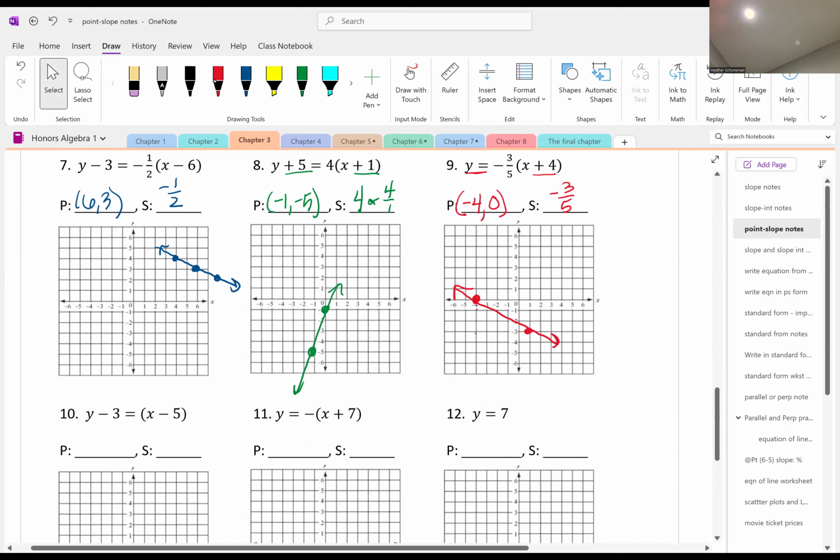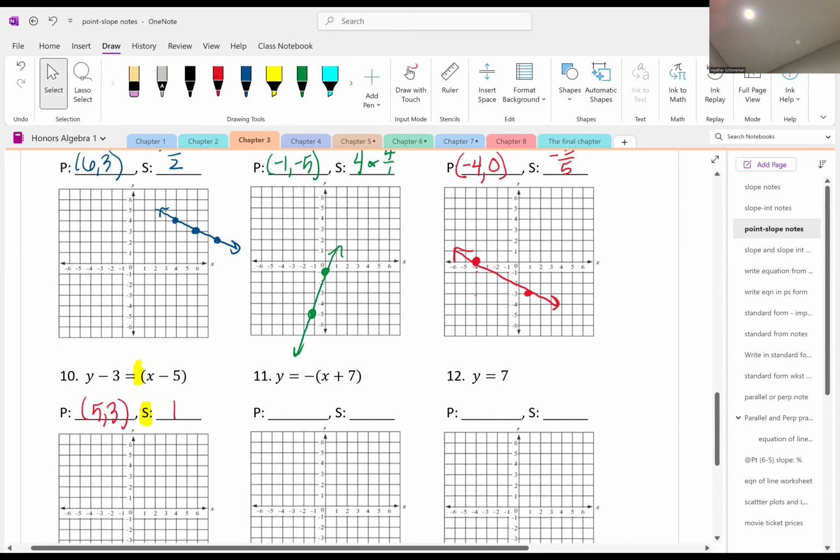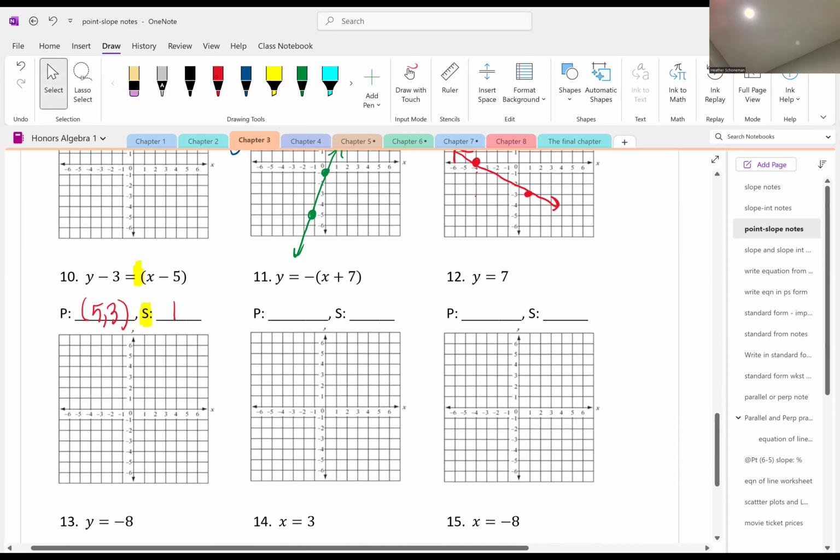Okay, number 10. The point's not that bad. The point is going to be 5, 3, but the slope, remember the slope is always the number in front of the x, or in front of the parentheses, and it's the number multiplied in front of the parentheses, and that would be 1. When it's added or subtracted and invisible, it's 0. When it's multiplied and invisible, it's 1. So my point is 5, 3, and 1 is really the same as 1/1. So I go up and to the right, or down and to the left, and there's our graph.